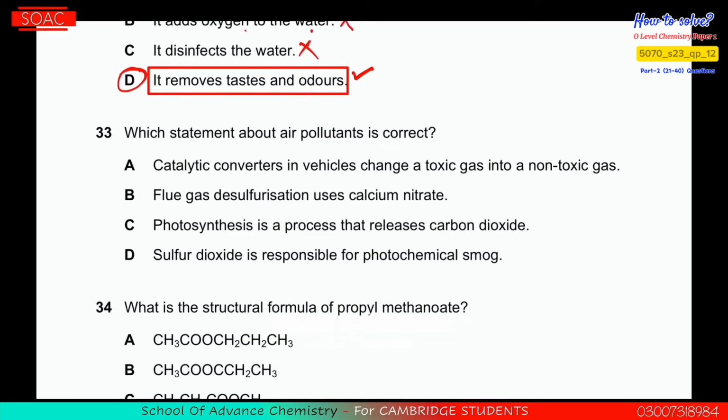Question number 33, which statement about air pollutant is correct? Catalytic converters in vehicle changes toxic gases into non-toxic gases. Yes, it is correct. A is the correct option. However, let me check the other option for confirmation. Flue gas desulfurization uses calcium nitrate. No, it uses calcium carbonate, not the nitrate. Photosynthesis is the process that releases CO2. No, it absorbs CO2. Sulfur dioxide is responsible for the photochemical smoke. No, nitrogen dioxide is basically responsible for the photochemical smoke. So it is confirmed that A is the correct option.